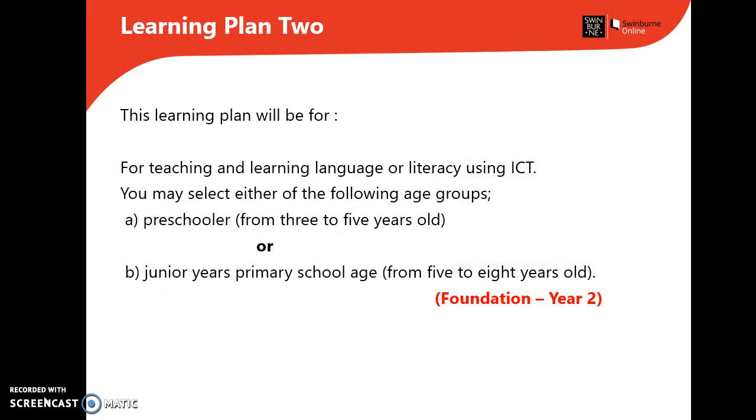So learning plan 2. This is going to be for teaching and learning language or literacy using ICT. For the following age groups, you must choose one: either preschoolers from 3 to 5 years old, or junior years primary school, so that's from foundation to year 2. If you choose preschoolers, then the curriculum you will be using would be the EYLF. If you are choosing junior primary school age, then you'll be looking at the Australian curriculum. And of course, learning plan 2 is covering ICT.